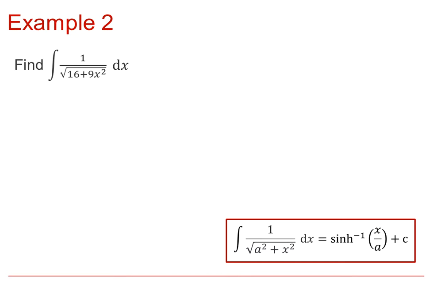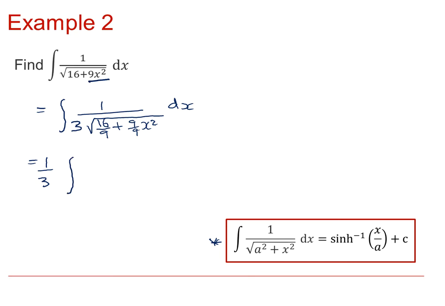In this example here, we can see that we've got 16 plus 9x squared, and we need the coefficient of x squared to be 1 in order to use this standard result. Therefore, we take out a factor of 3 from that square root. And by doing that, we would write that as 16 over 9 plus 9 over 9 x squared, which will then give us, I'll take the third out here, the form that we need to use the standard result. So that stays as 16 over 9, but that just becomes plus 1 lot of x squared.